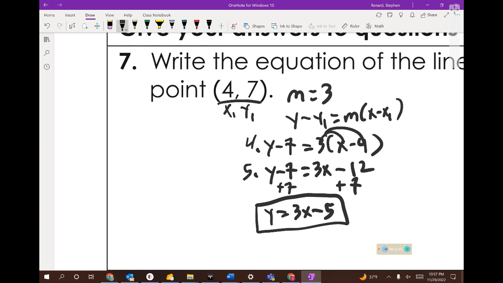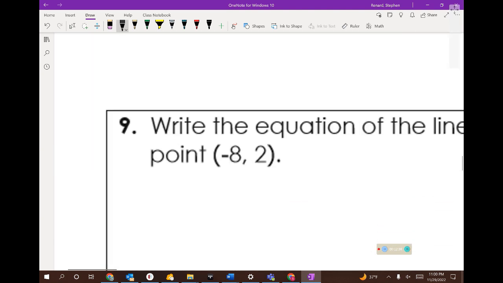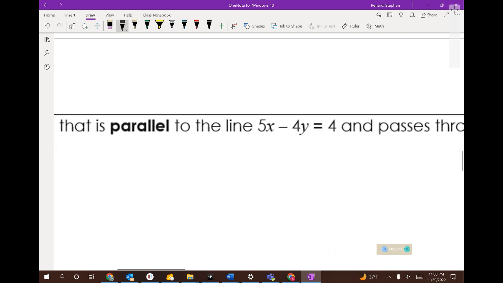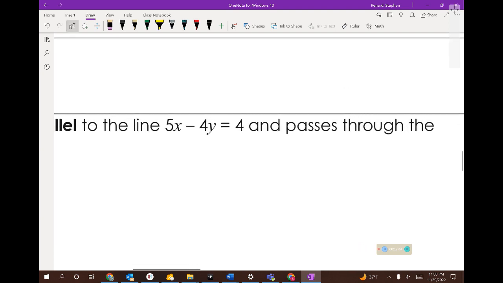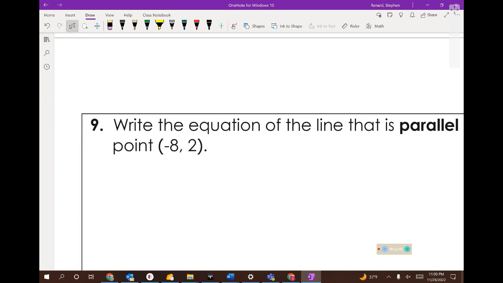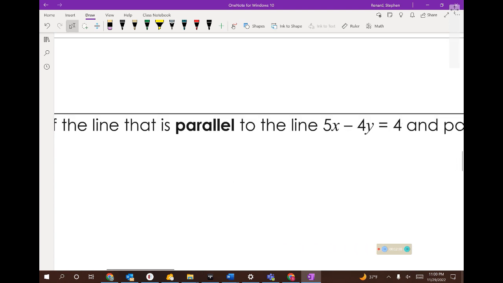So on to number 9. The equation of the line is parallel to the line 5x minus 4y equals 4 and passes through the point negative 8, 2. So here, step number 1 is a little bit more tricky.